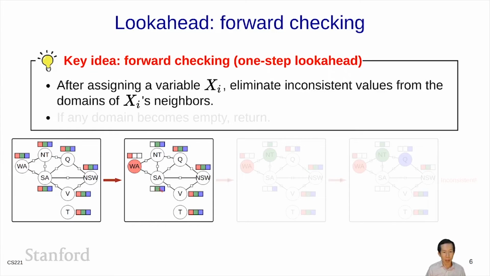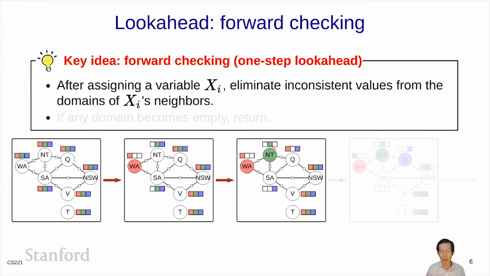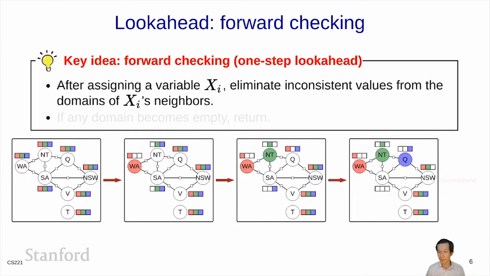Okay, so now backtracking search is going to recurse, and let's say it sets NT to green. So now, again, I do one-step lookahead, look at the neighbors of NT, and I'm going to wipe out green from these. Okay, so suppose I recurse again, and now I set Q to be blue. So again, one-step lookahead. I'm going to wipe out blue from my neighbors.